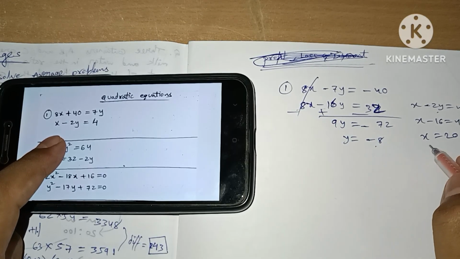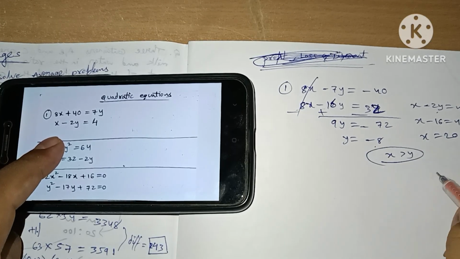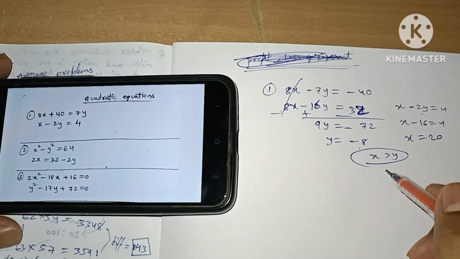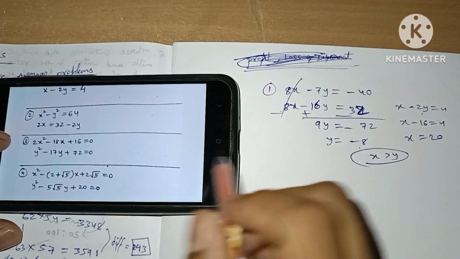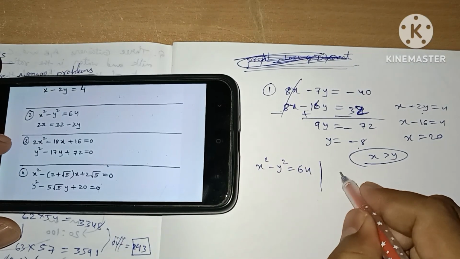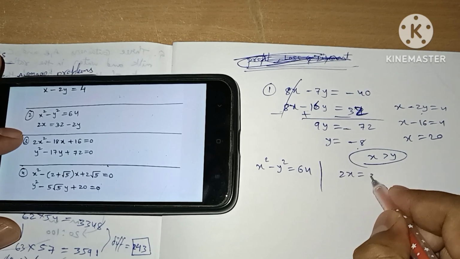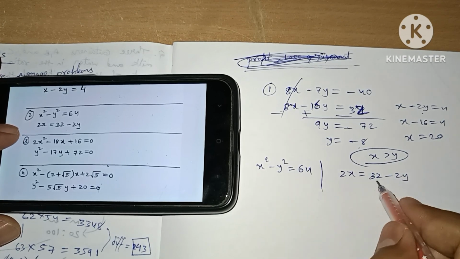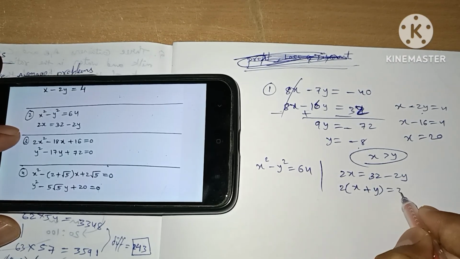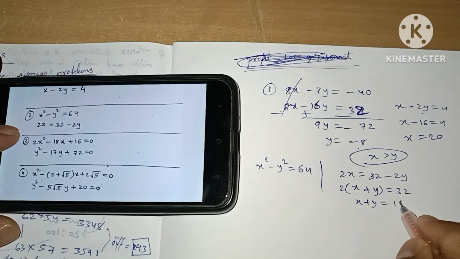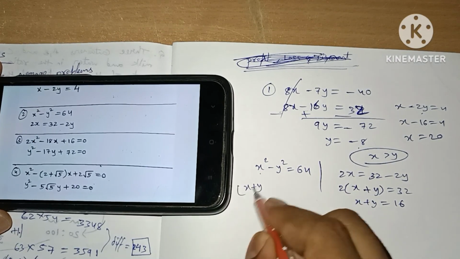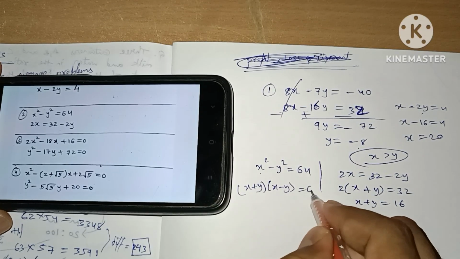Now by comparing these two, x is greater than y. Okay, x is greater than y. Now we are going to see the second one, x square minus y square equals 64. So this is one equation, and the other equation is 2x equals 32 minus 2y. We can write this as 2 into x plus y equals 32. So x plus y equals 16.